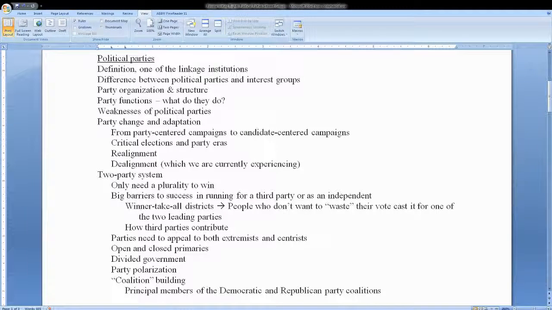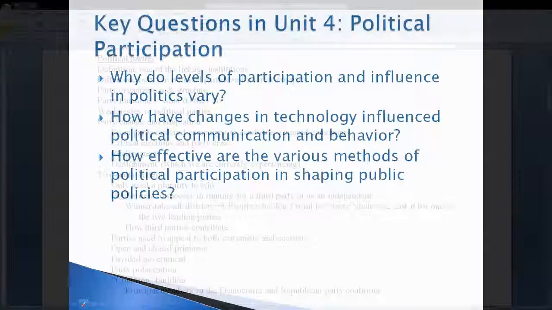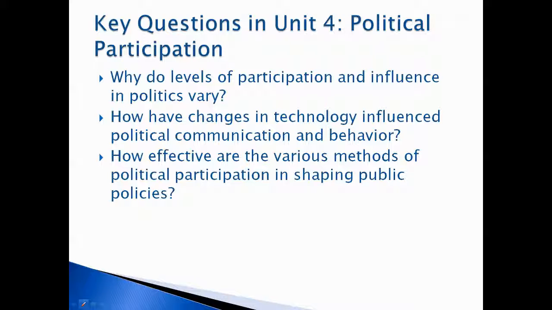So first of all, you need to actually think about what we talked about in this whole unit. And this whole unit is about political participation. The questions that the College Board is going to focus on are, why do levels of participation and influence in politics vary? Different people participate at different levels, for example.